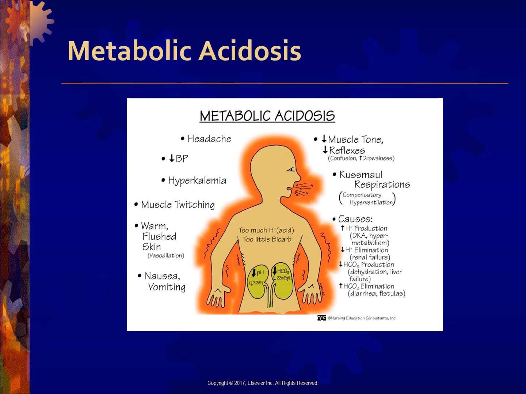the increased bicarbonate production. So we have DKA as a cause. We could have poor bicarbonate elimination, so that could be from renal failure. We could have patients with dehydration or liver failure, or we could have someone with problems with elimination, so patients that have fistulas or diarrhea. So you're going to have a patient with nausea and vomiting, and a flushed skin and muscle twitching.